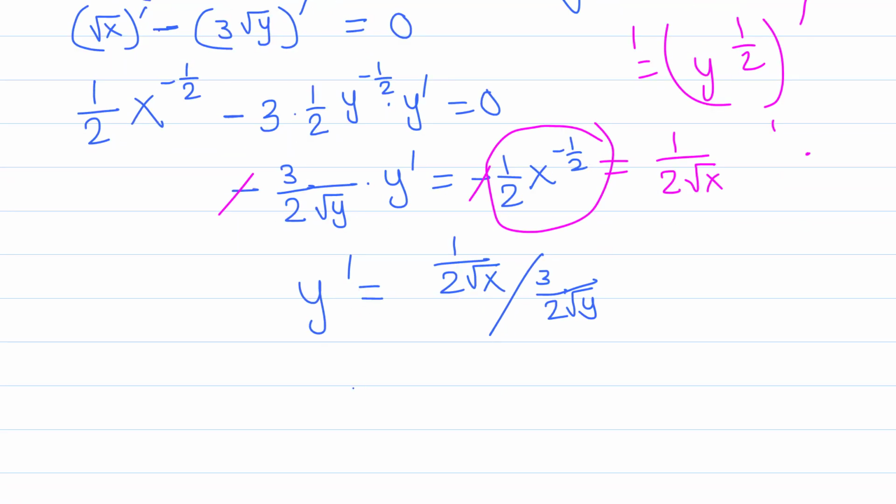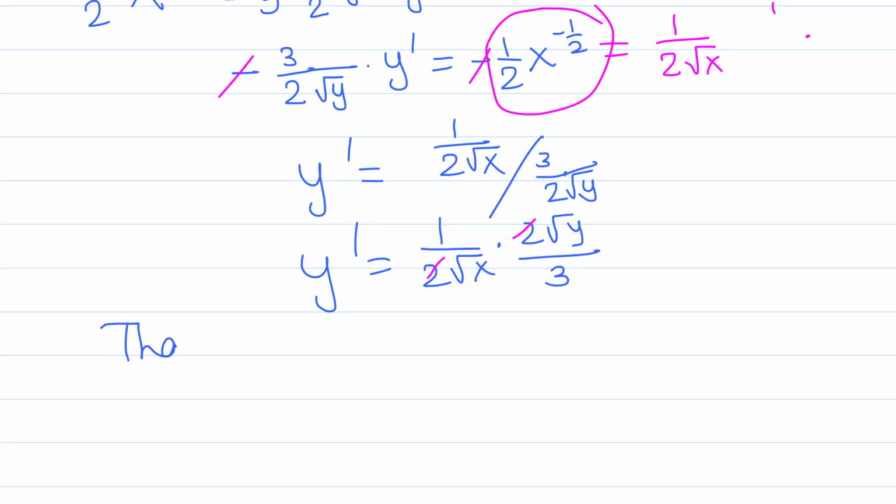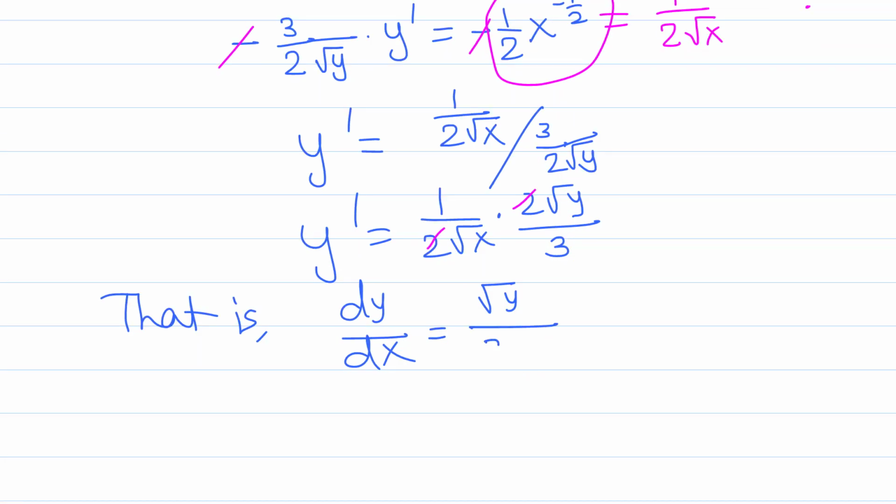Now let's simplify this. So y prime is 1 over 2 root x. We change division into multiplication. So 2 root y on the top, all over 3. Now you can see 2 on the top, 2 on the bottom cancel. So we get the final answer. That is, y prime, meaning dy over dx, equals root y over 3 root x. Final answer.